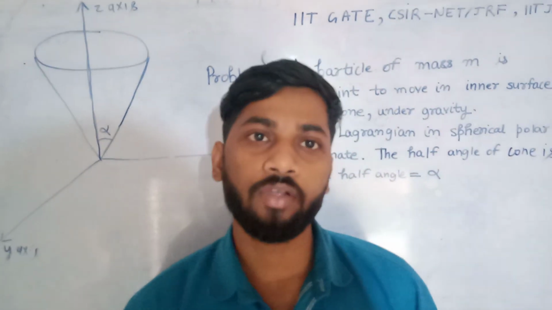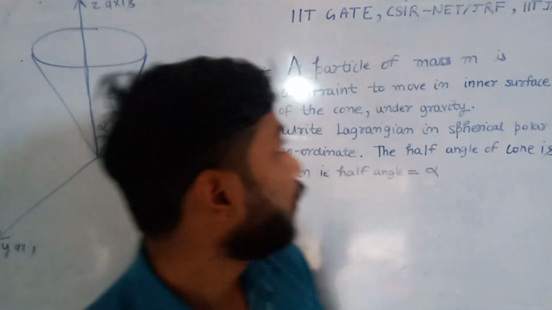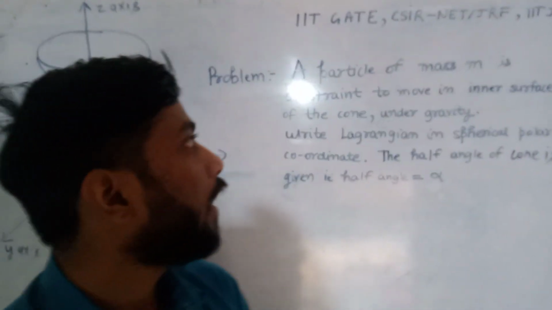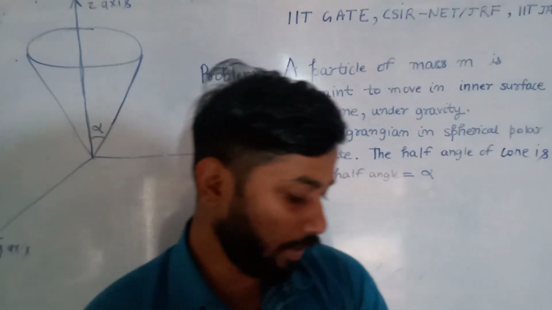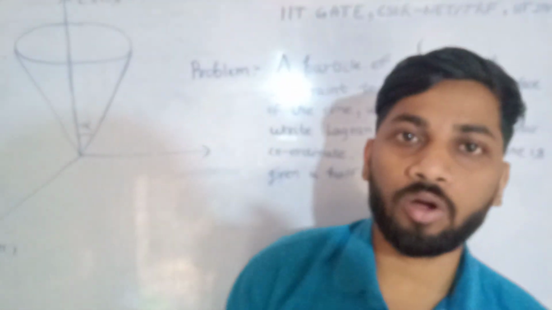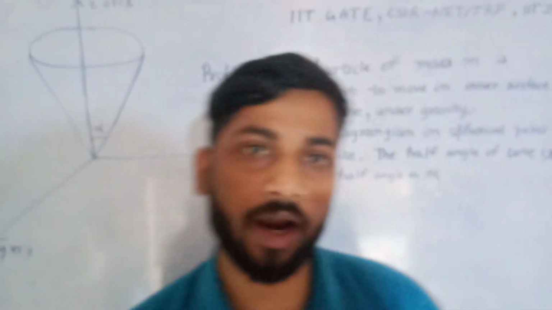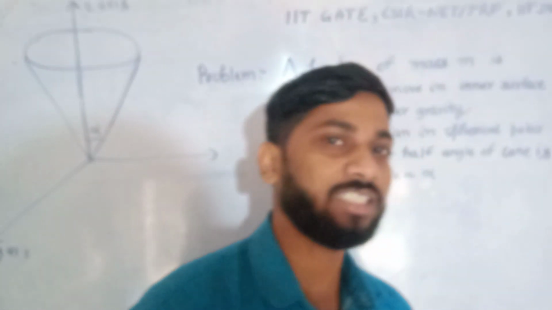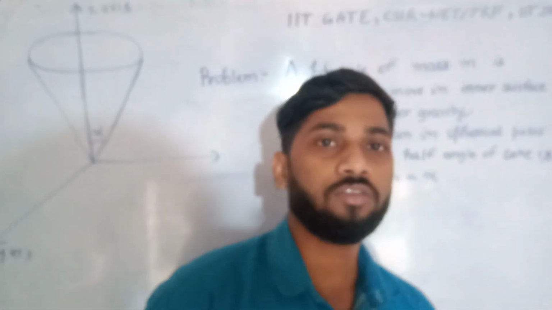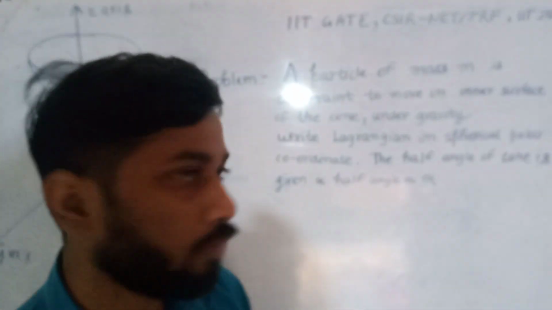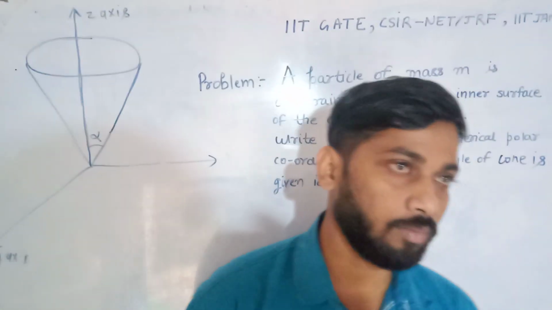Today I will solve a question of IIT GATE, CSIR NET JRF, IIT JAM and TIFR. In this problem we will find out what the Lagrangian will be in the spherical polar coordinate system. So first I will read the problem.